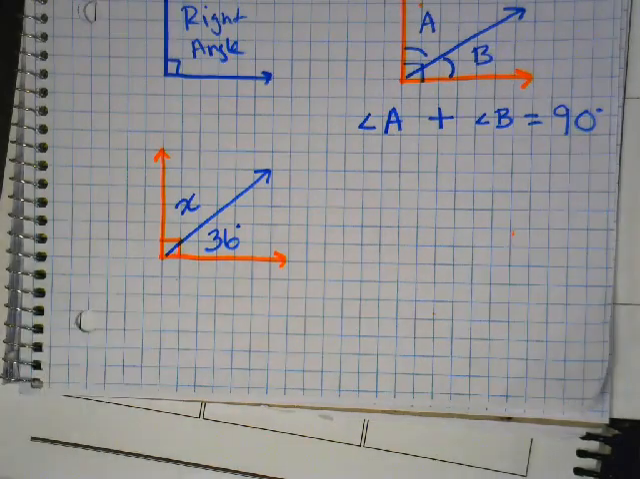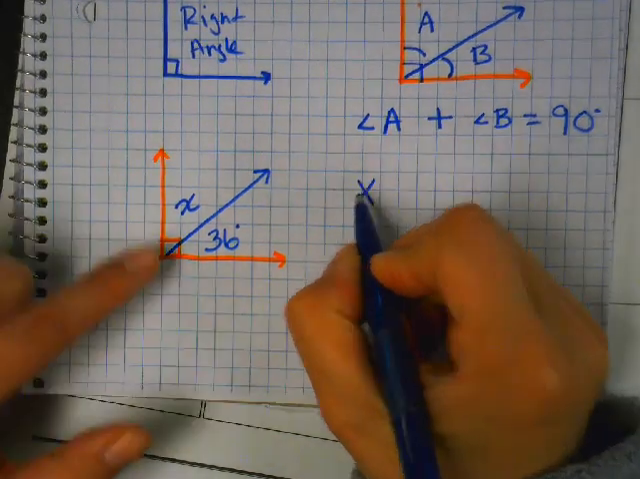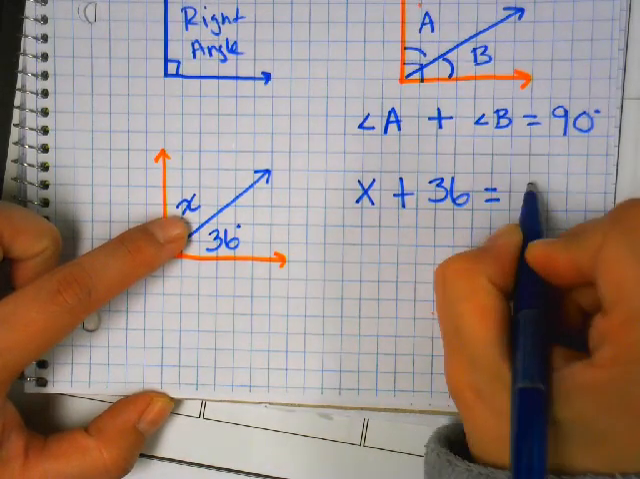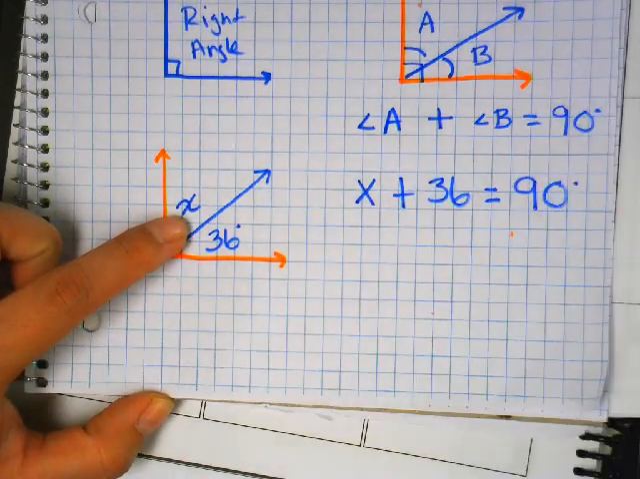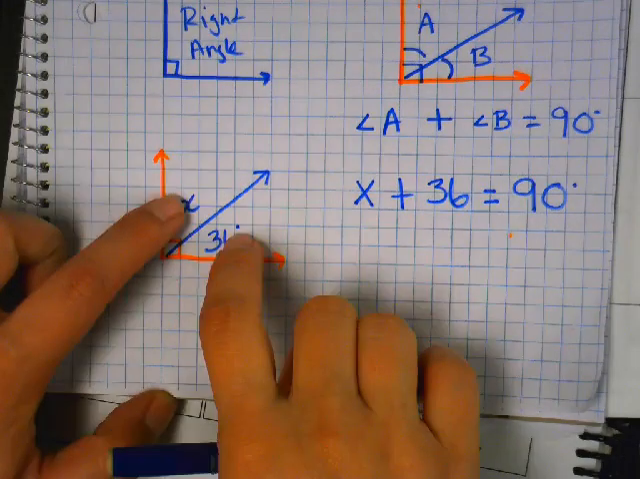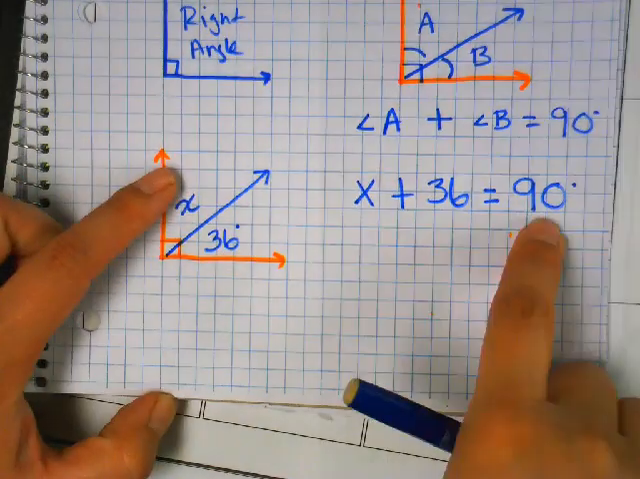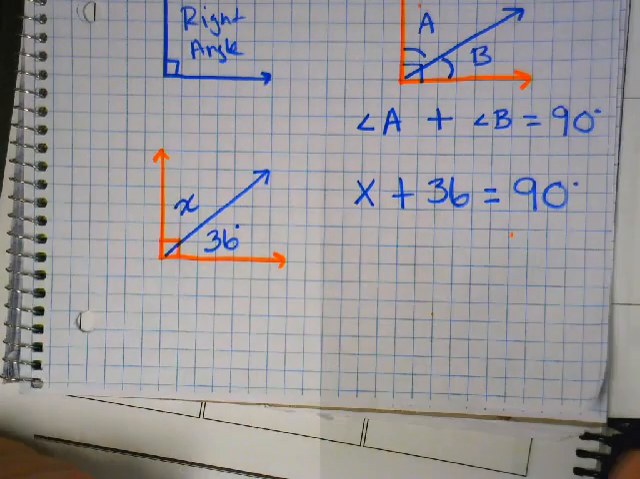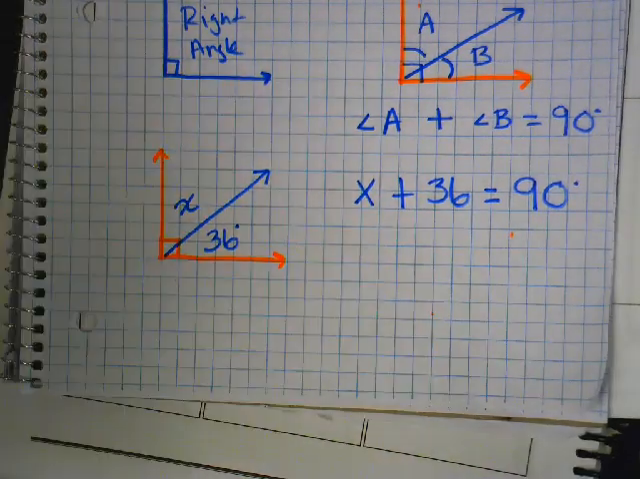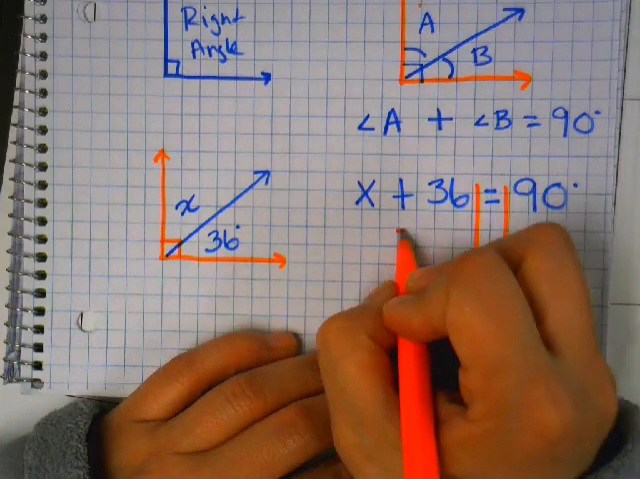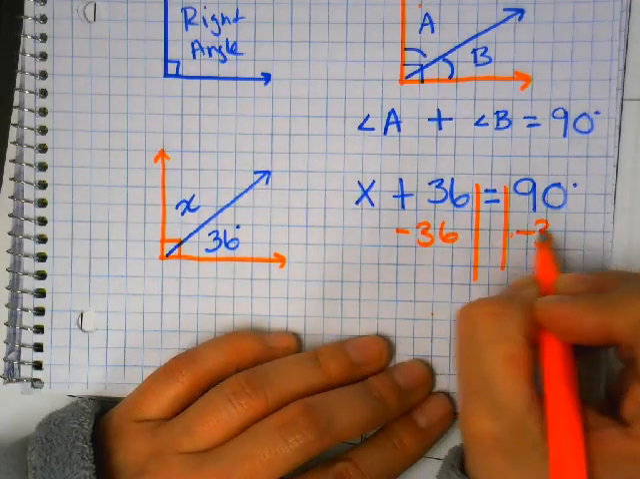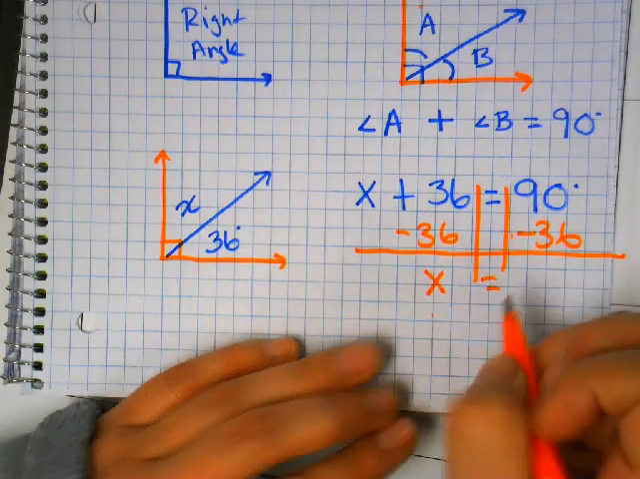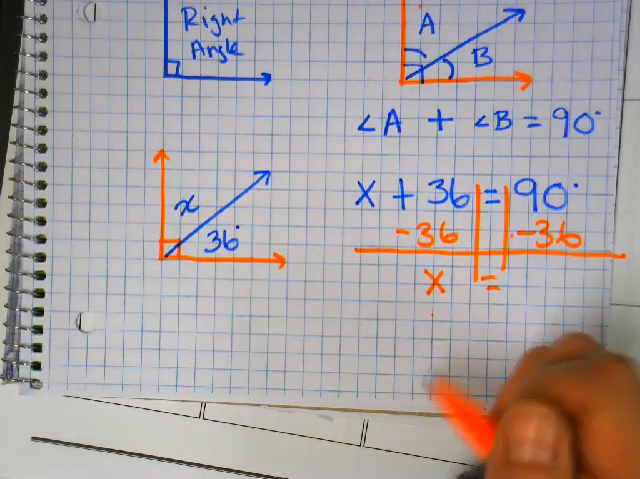Well, I know that if I go X plus 36, I'm going to equal 90 degrees, right? So if I add these two angles up, I'm going to get 90 degrees. So how do I get X all by itself? Well, what do I have to do? Subtract. Very good. Yes, I know I'm making it longer, but there's a reason why. When we get into level 20, you're going to need to do this.